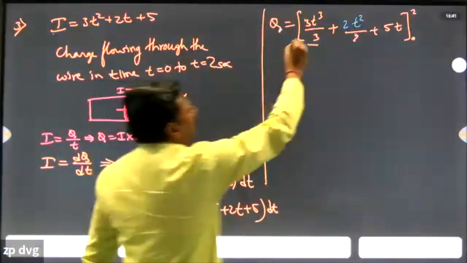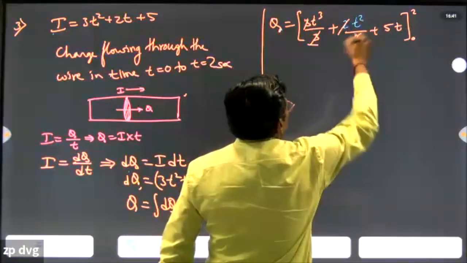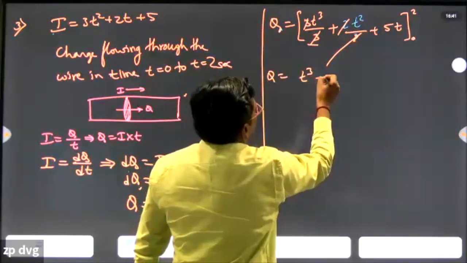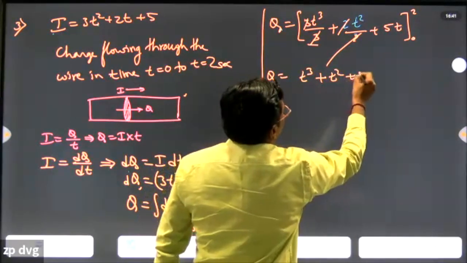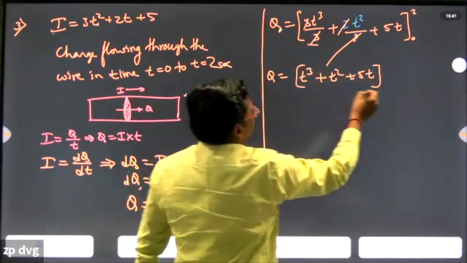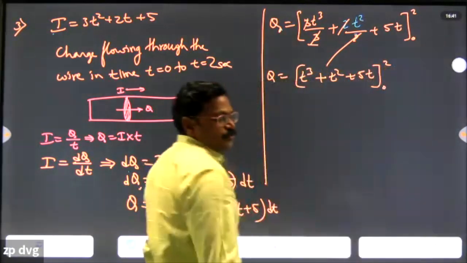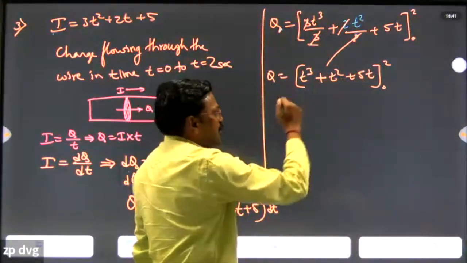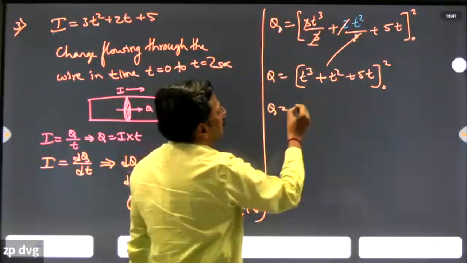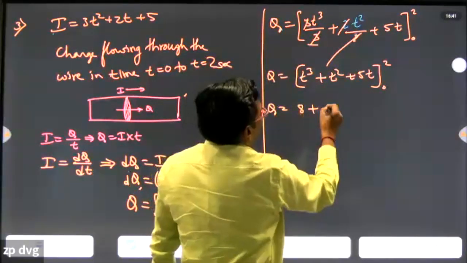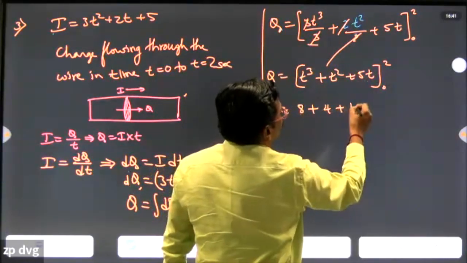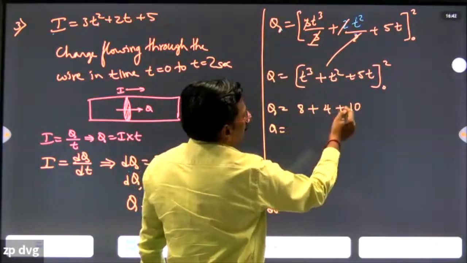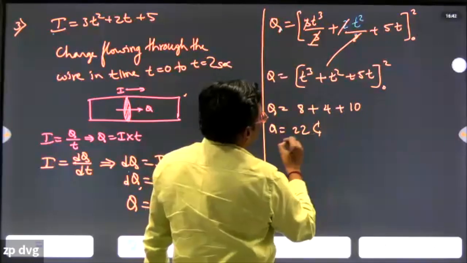Okay, now if you simplify, the 3 and 3, and the 2 and 2 cancel, so we have an equation for q given by t cube plus t square plus 5t. Limits of integration are from 0 to 2. Substitute the upper limit minus the lower limit. When you substitute the lower limit, every term has t, so it will become 0. So charge q will be equal to 8 plus 4 plus 5 into 2, which is 10. So q comes out to be equal to 22 coulomb.